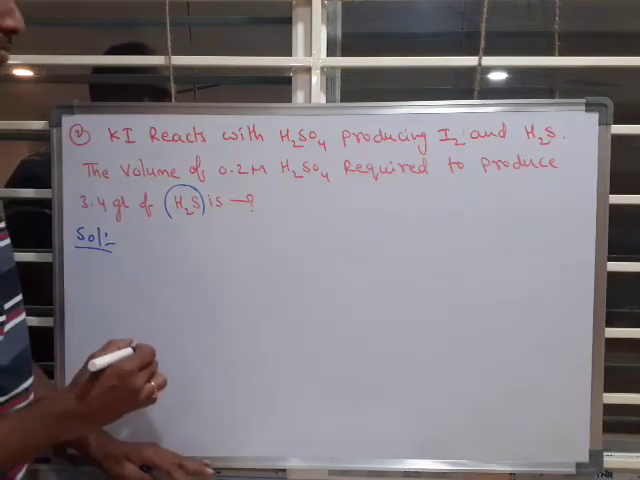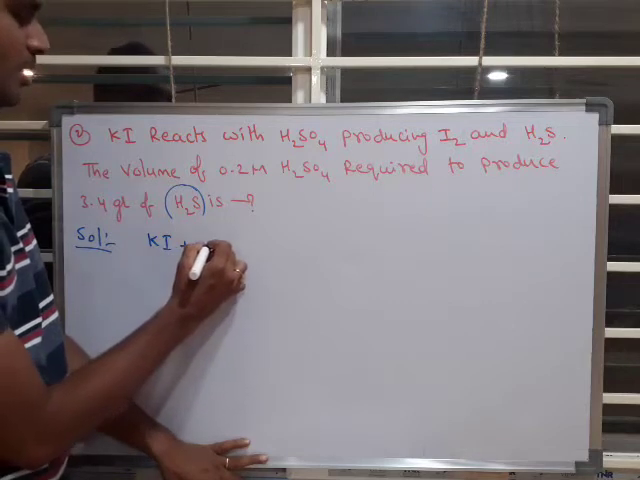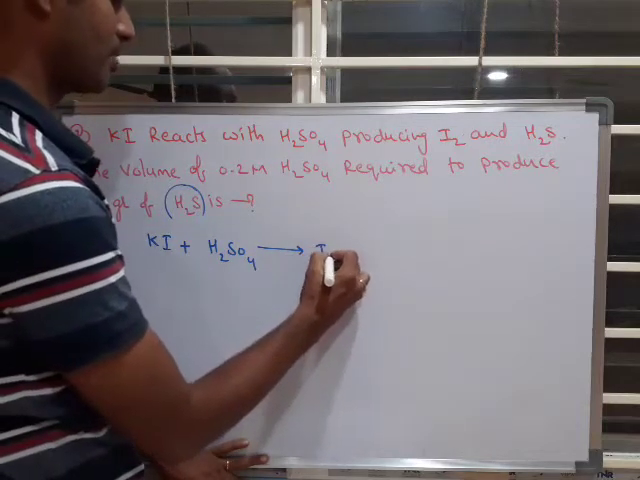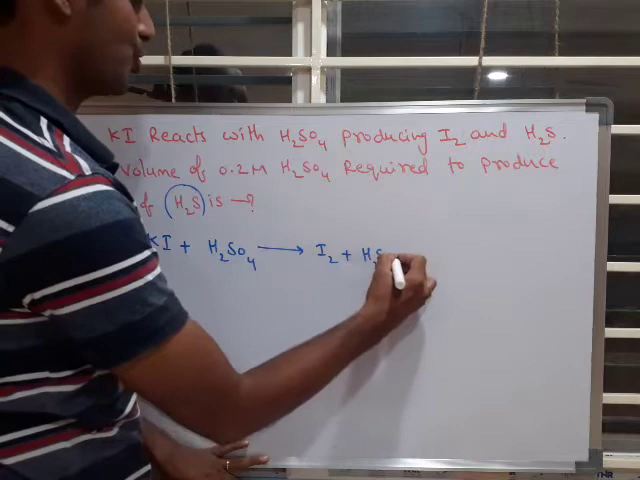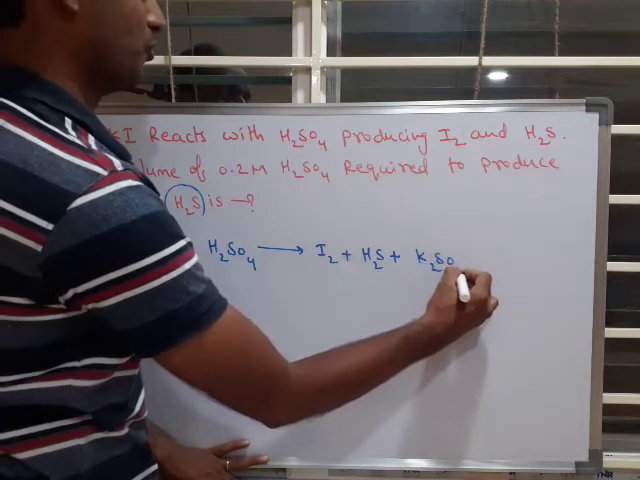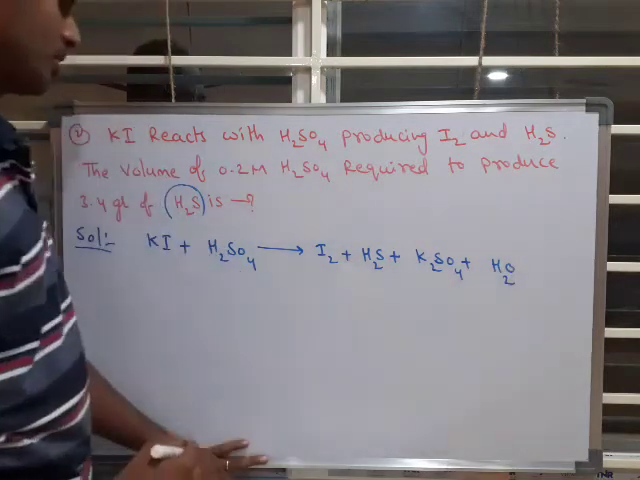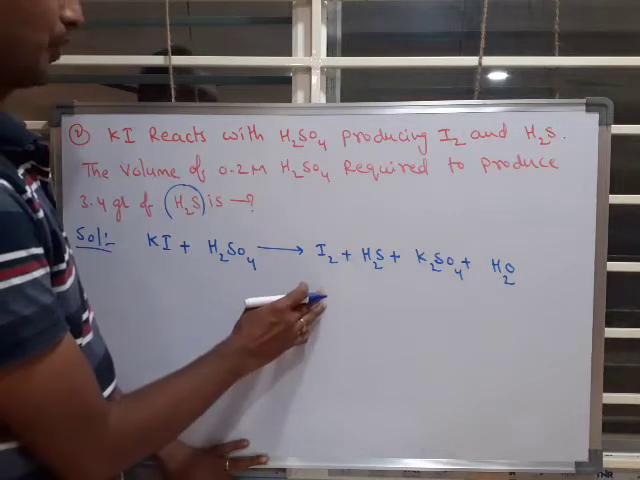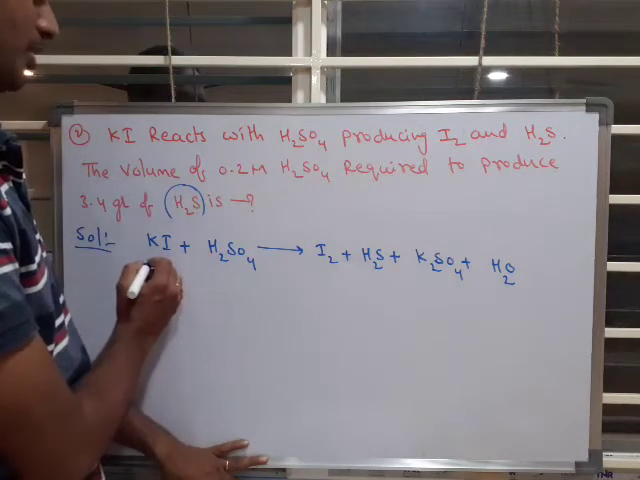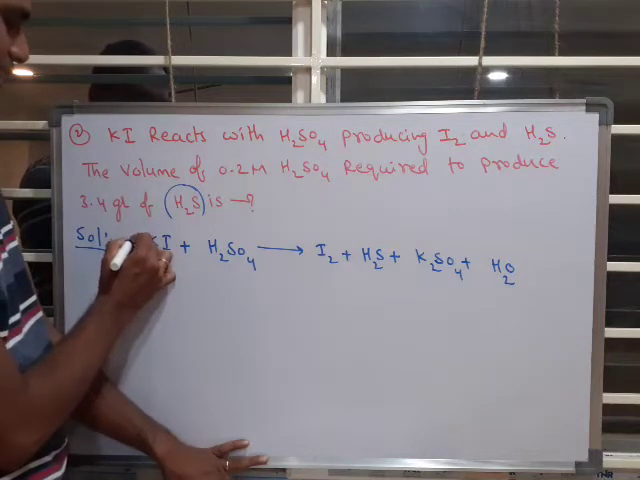The main difficult thing in the mole concept method is that we must write the total reaction. It is given that potassium iodide reacts with H2SO4, and the main products are iodine and H2S. We also know there is automatically a formation of K2SO4, and water is compulsorily formed. So this is the reaction. Now balance it: two iodines, two potassiums, sulfurs and hydrogens. Just take 8 and we will get the correct value.